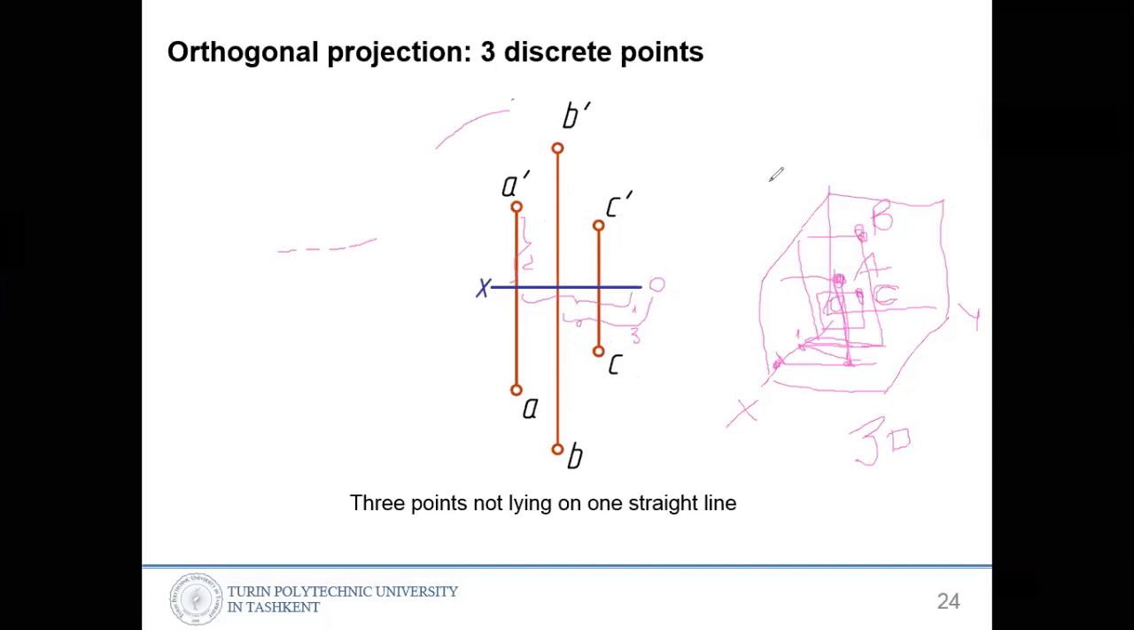If in an examination it's asked how many points you can see, you have to answer only three discrete points are given, not six points. Three points in two projection planes make six projections, but that generates only three points.